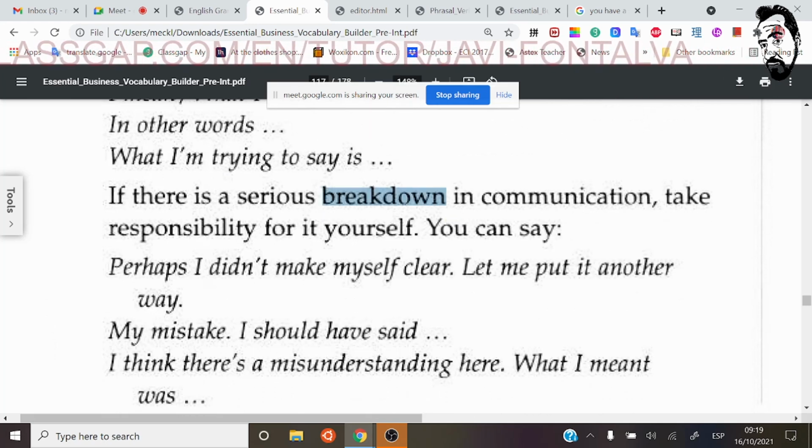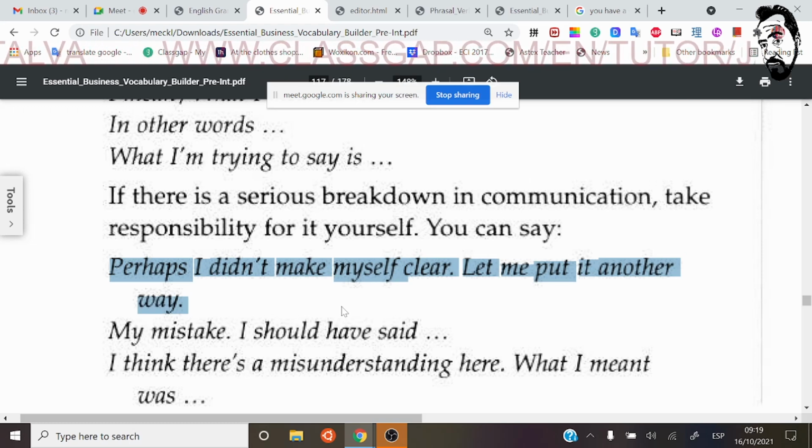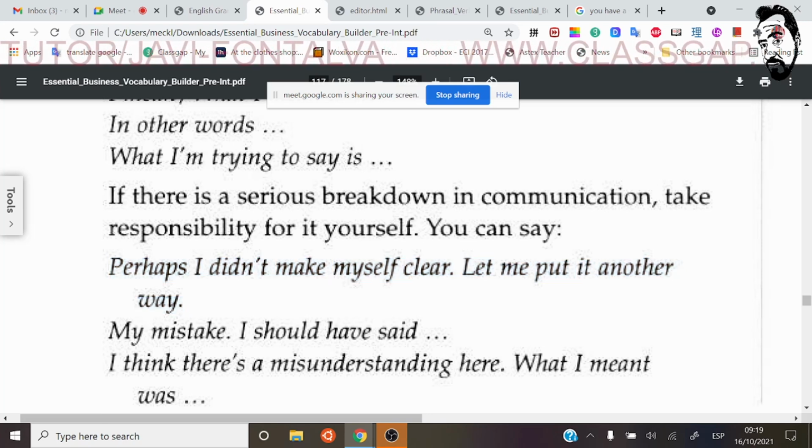Maybe sometimes there is a breakdown in communication, so you could say something like, perhaps I didn't make myself clear. Let me put it another way. Oh, this is a good one. Okay, let me translate it to Spanish. Tal vez no me haya quedado claro. Déjame que lo ponga de otra manera. Let me put it another way. Tal vez no me haya quedado claro. No me he expresado bien.